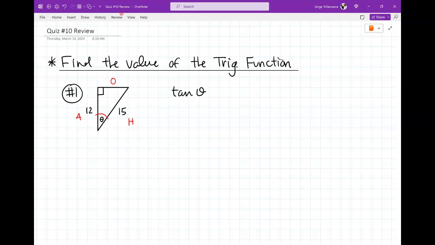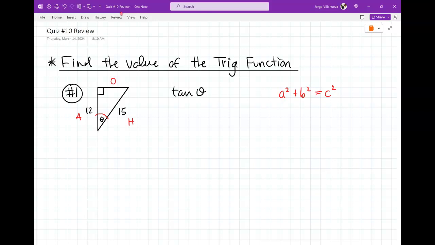Okay, so I'm going to have to use the Pythagorean theorem. I was going to say polynomial. The Pythagorean theorem. So here we go. a squared plus b squared equals c squared. Remember, c is always your hypotenuse. So that's going to be 15.